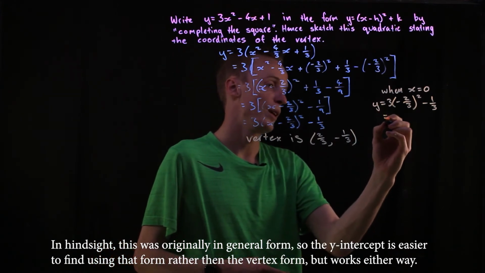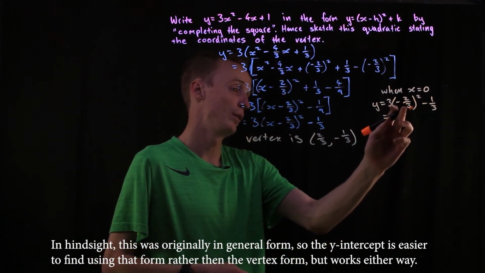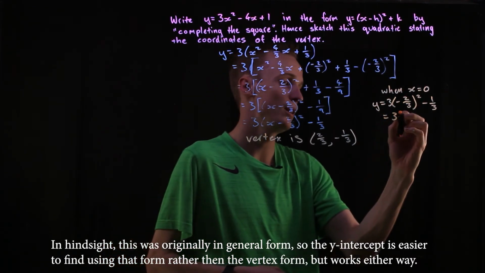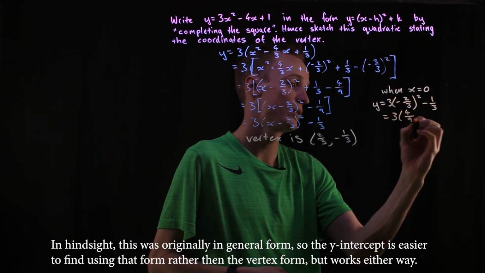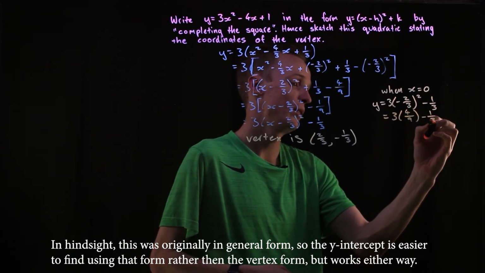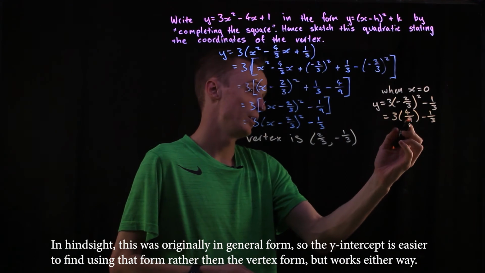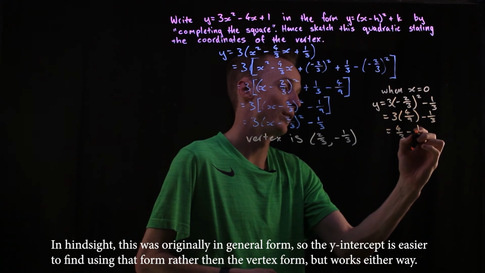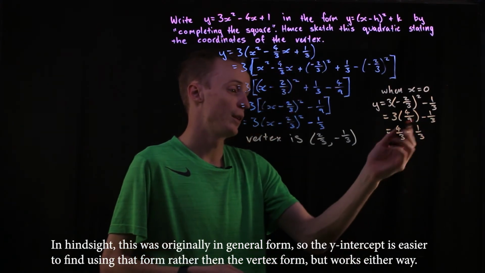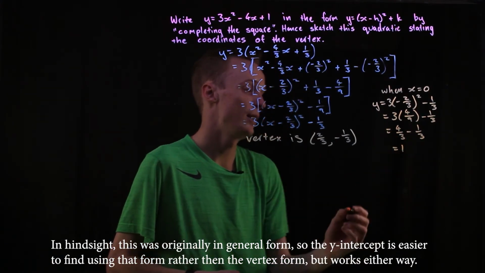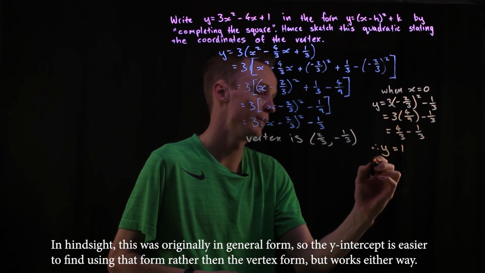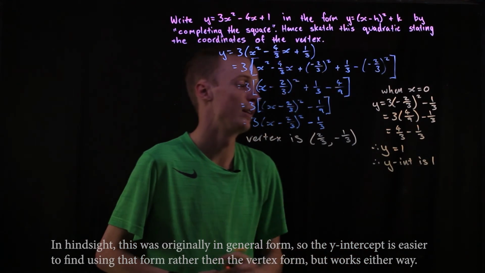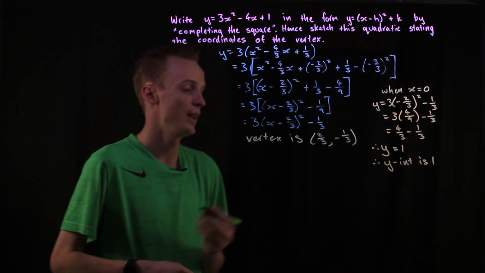Now when I multiply this out, negative 2/3 squared will be positive overall, 4/9, so 3 times 4/9, take 1/3. 3 times 4 is 12, 12 on 9 is 4 on 3, so 4 on 3, take 1/3. 4/3 take 1/3 is 3/3, or just 1. So therefore, my y-intercept occurs at 1. So now I've got this information, I can go ahead and sketch it.